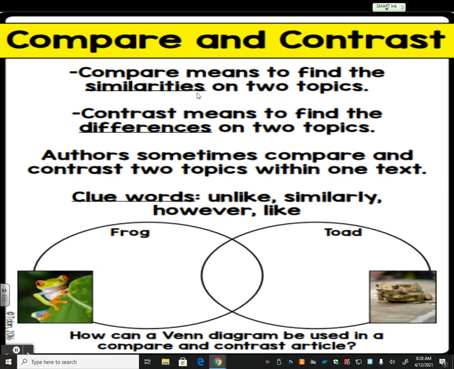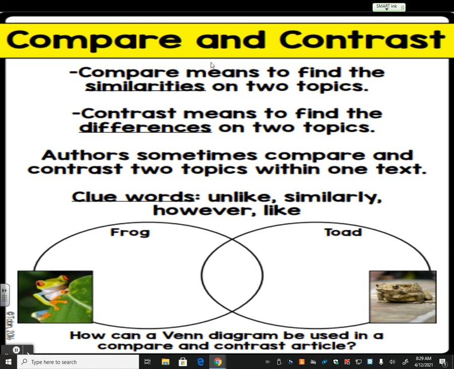Differences are things that are not the same. Authors sometimes compare and contrast two topics within one text. Some clue words would be unlike, similarly, however, and like. How can a Venn diagram be used in a compare and contrast article?